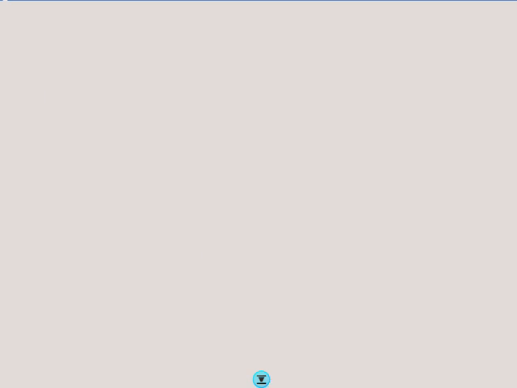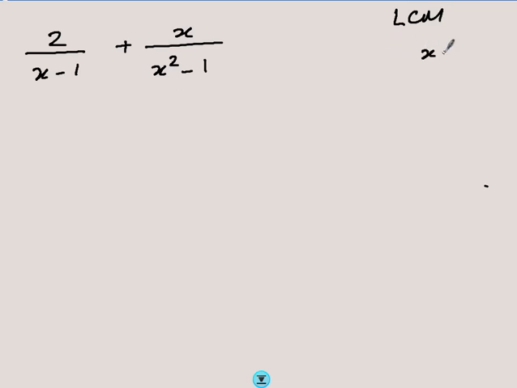Another example. Consider 2 divided by x minus 1 plus x over x squared minus 1. Now obviously this denominator cannot be factorized, but this denominator can. So what's the LCM? We have to consider the LCM. So the first expression is simply x minus 1, whereas the second denominator, when factorized, gives me x minus 1 times x plus 1.